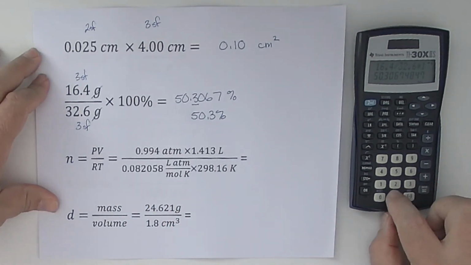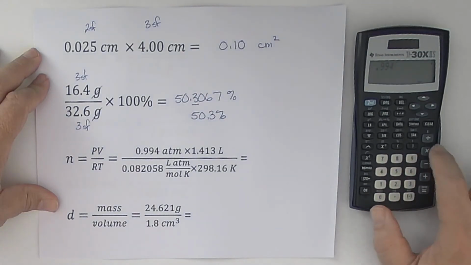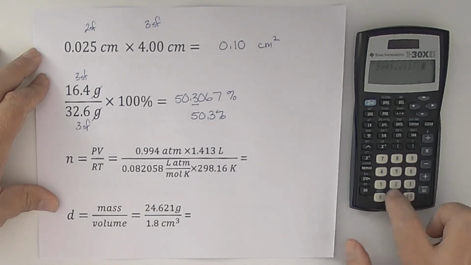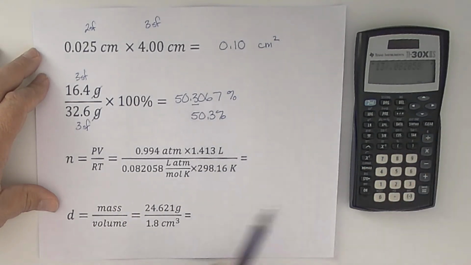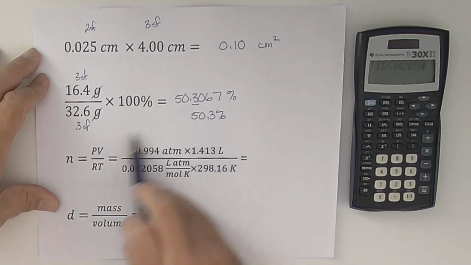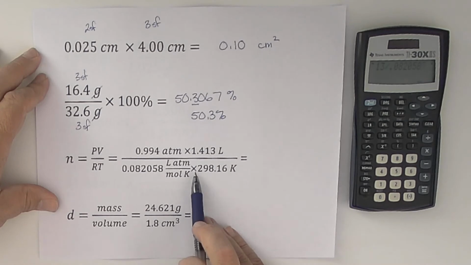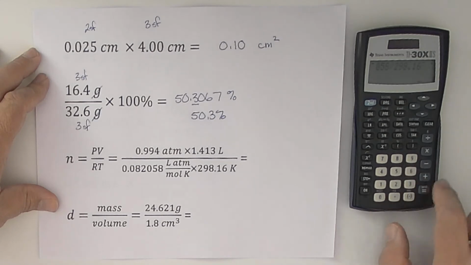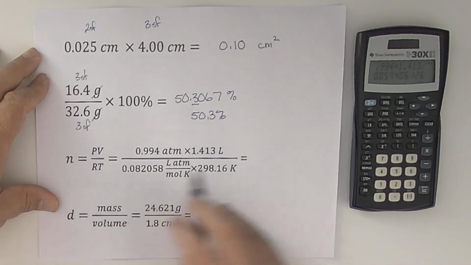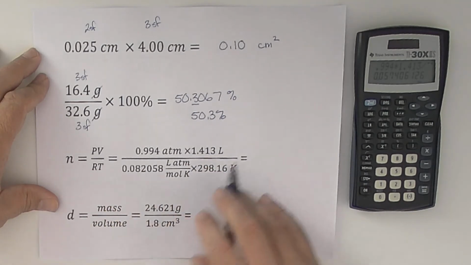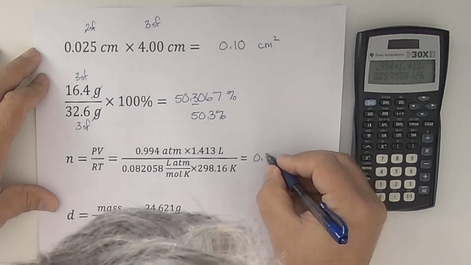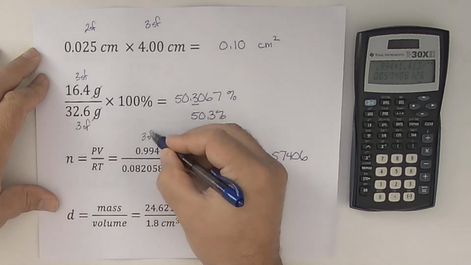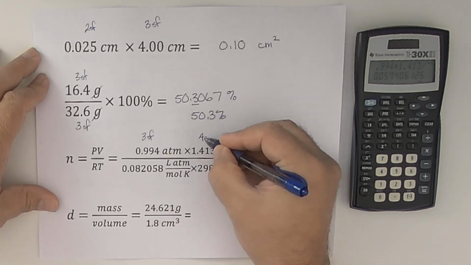So we'll go ahead and type this in the calculator. So 0.994 times 1.413 divided by 0.082058. And be careful, even though there's a times there, I'm dividing these numbers I put in already by that as well. So I'm going to hit divide by again, 298.16. You could also put the bottom here in parentheses. I find it easier to just hit divide by the first number, divide by the second, and I get 0.057406. 3 sig figs. This one's 4 sig figs.